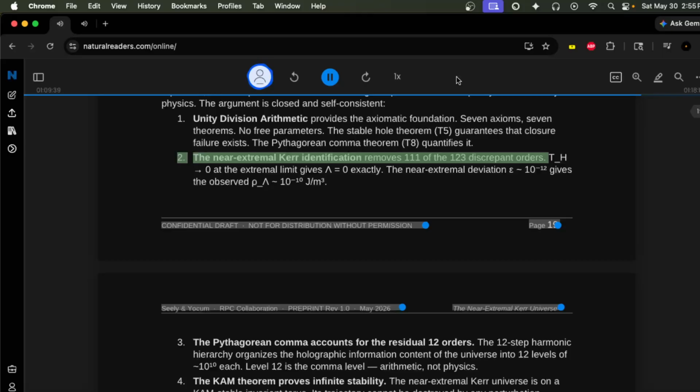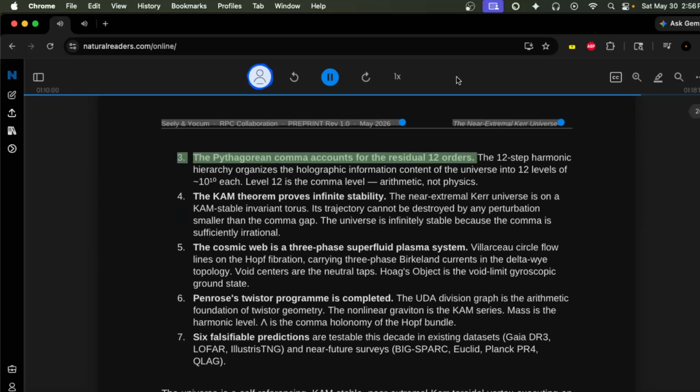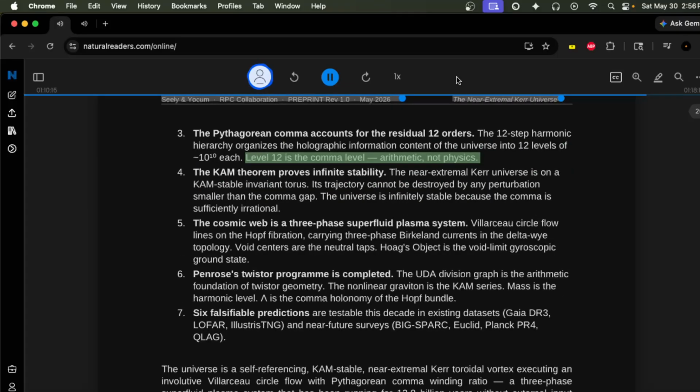2. The near-extremal Kerr identification removes 111 of the 123 discrepant orders. Right pointing arrow 0 at the extremal limit gives lambda equals 0 exactly. The near-extremal deviation epsilon approximately 10 squared gives the observed rho lambda approximately 10 J per cubic meter. 3. The Pythagorean comma accounts for the residual 12 orders. The 12-step harmonic hierarchy organizes the holographic information content of the universe into 12 levels of approximately 10 to the power of 1 each. Level 12 is the comma level, arithmetic, not physics.